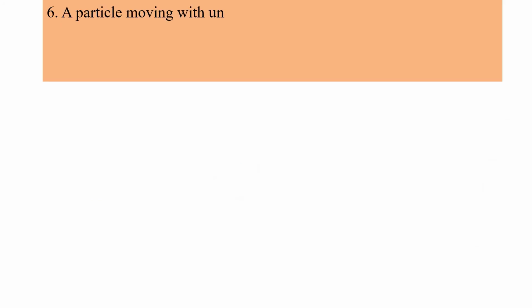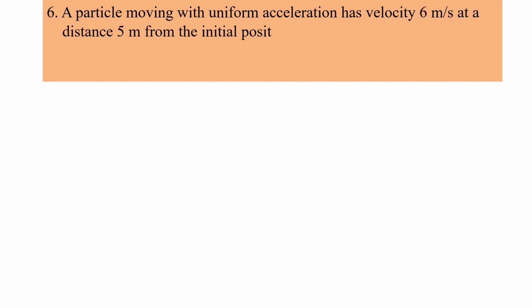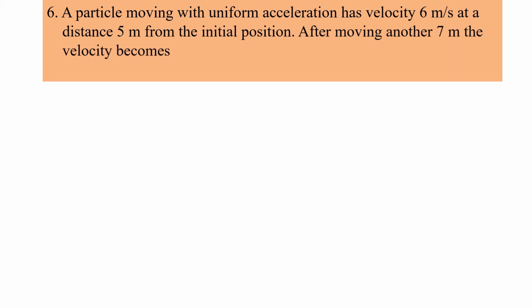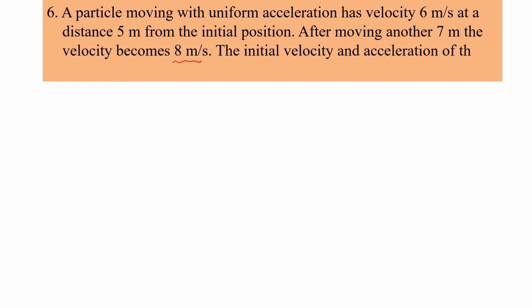A particle moving with uniform acceleration has velocity 6 meters per second at a distance 5 meters from the initial position. After moving another 7 meters, the velocity becomes 8 meters per second. The initial velocity and acceleration of the particle are. Let us go to the solution. Here we are calculating initial velocity and acceleration.